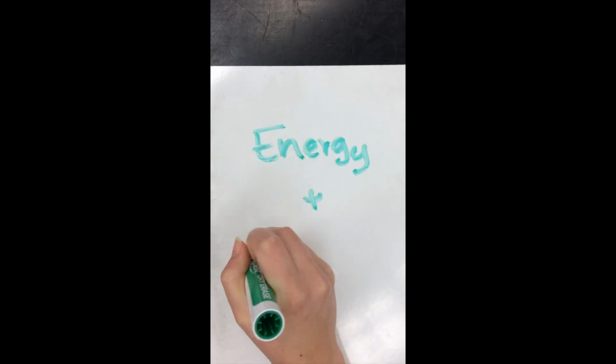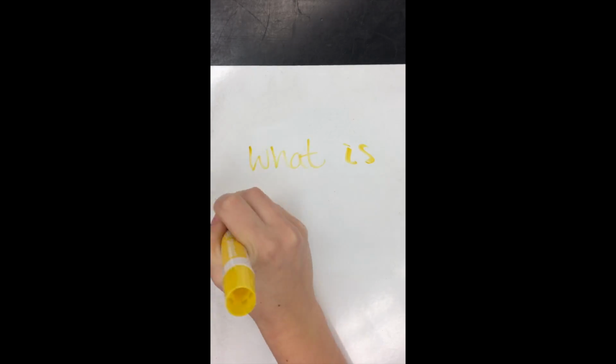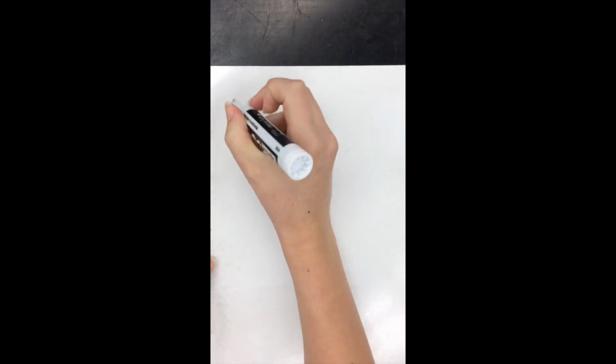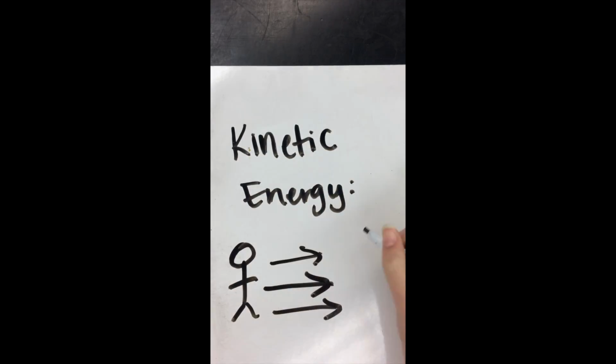So today we are going to be discussing energy and momentum. Firstly, energy. What is energy? Energy is defined in physics as the capacity to do work. There are different types of energy, but the two we will be focusing on today are kinetic energy and potential energy. Kinetic energy is energy that is obtained by an object due to motion.